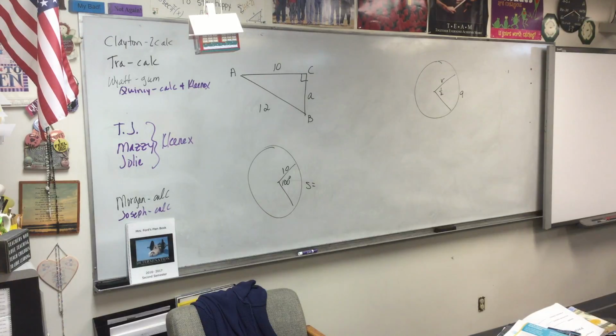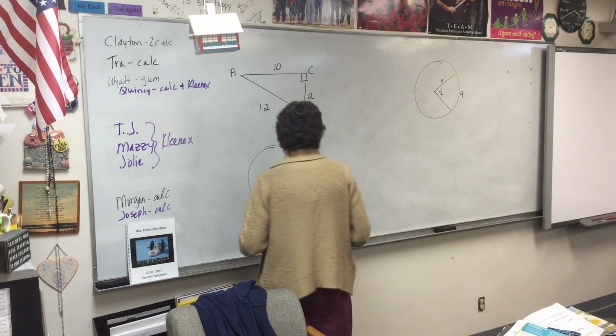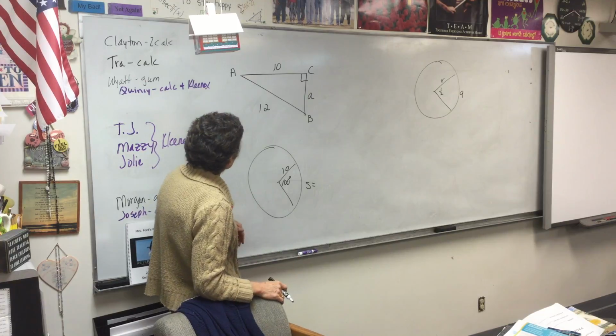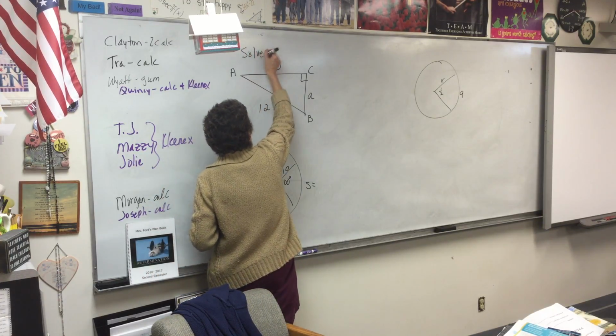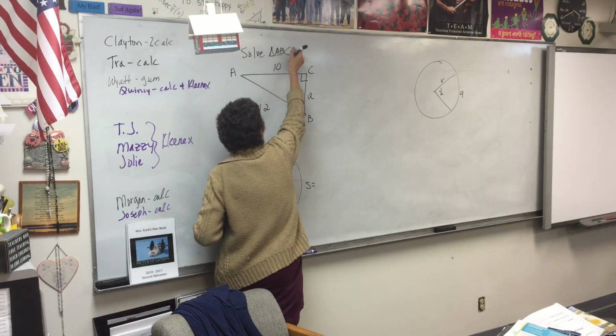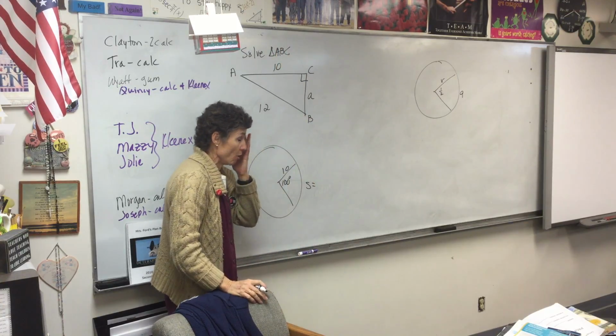Alright, so this is what we still had left to do from that Precal practice paper that we started yesterday. We did it all except the last 2 problems. So these are the last 2 problems. So this direction says solve triangle ABC. So what does it mean to solve a triangle?